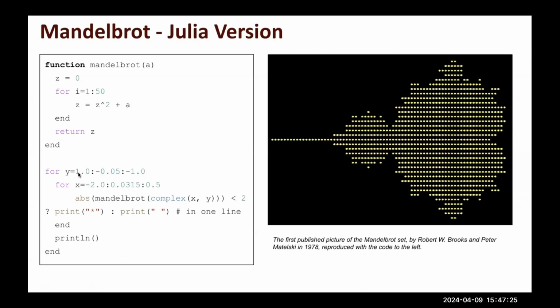Because my y is going from 1 to -1, and my x is going from -2 to 0.5, and I want this value c to be bounded. And then if it's bounded, I print a star, otherwise I print empty space. So by doing that, I'm able to print all the c's, all the numbers that satisfy this condition, with this x and y as my coordinate. So that's how you get the Julia version of the Mandelbrot function defined.